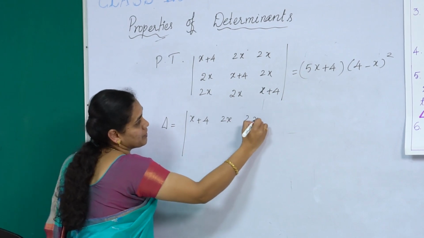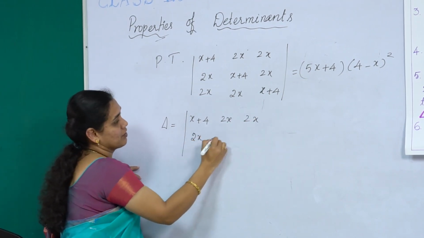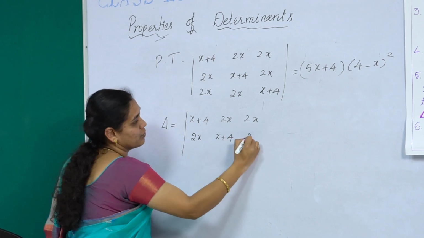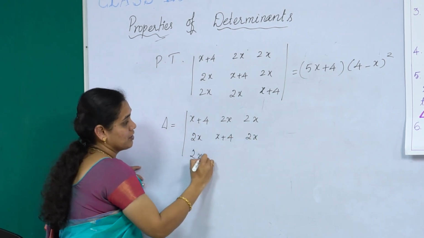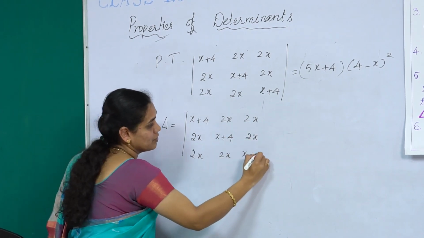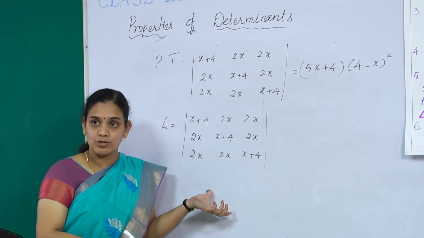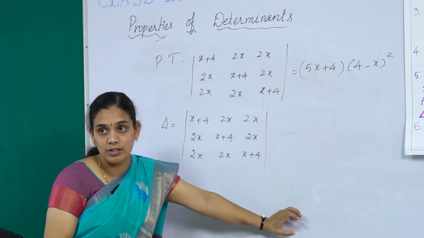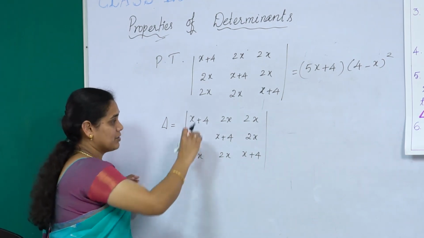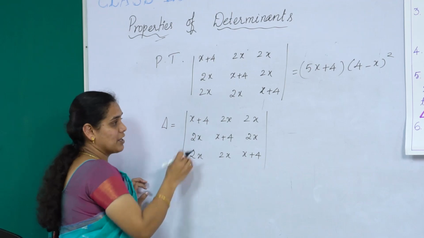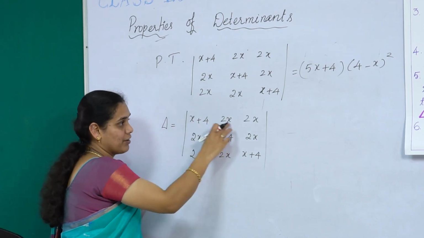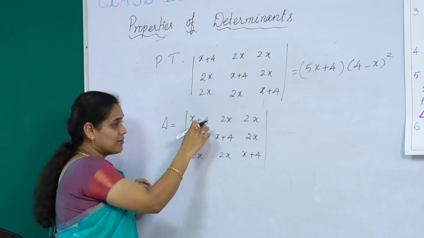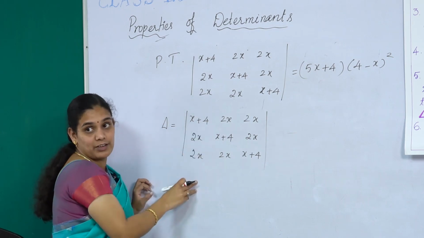I hope the properties are coming in front of your eyes now. What property can be used? You can guess now. First, you try to add the rows or columns so that you will get the same value in the row. For example, if you add these 3 columns and put it in any place, you get 5x plus 4. Similarly, if you add row wise also, you get 5x plus 4.